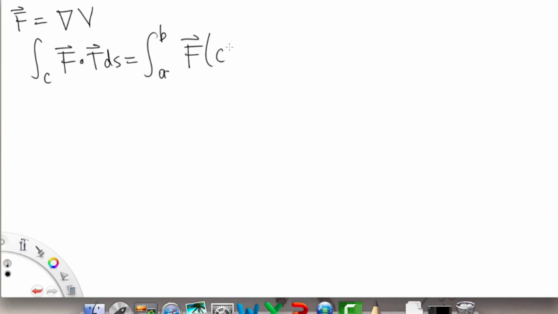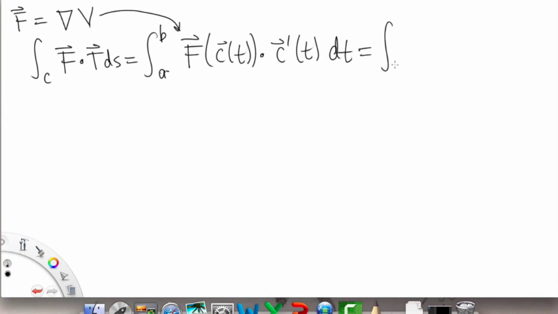I'm just going to rewrite the form for a vector line integral. So we have something that looks like this, and then the dt. But now we can just as well replace the gradient of v in for f. So that would look like the following. We would have the integral from a to b, and then instead of an f, we now have the gradient of v, c of t times c prime of t dt.